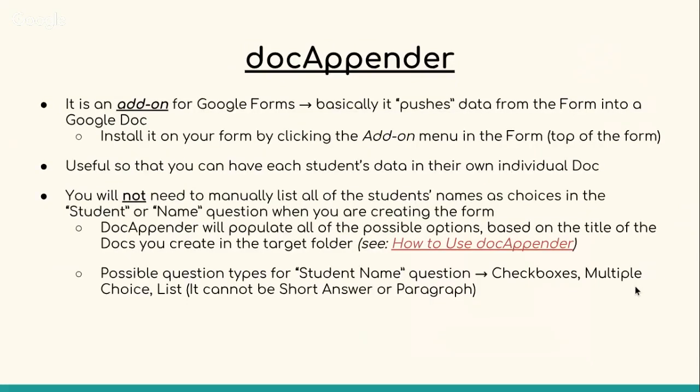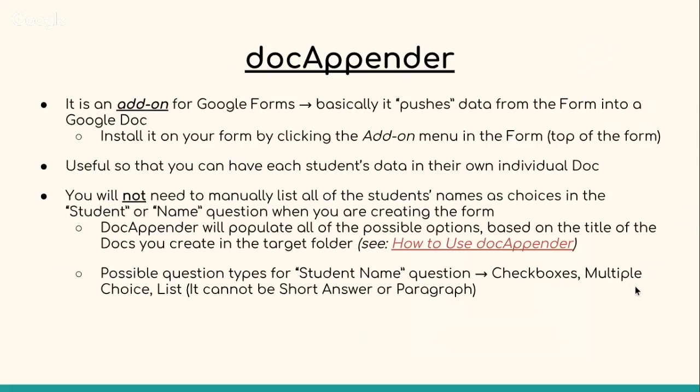So as I mentioned, DocAppender is an add-on for Google Forms, which again, I will get into a little bit more detail later, but it basically pushes data from the form into a specific Google Doc for that child. So it's useful for each child has their own document. And the great thing about it is when you're setting up your form using DocAppender, you don't need to list all of your students' names. Through DocAppender, it will populate all of the possible options of the students you have based on some little work that you do beforehand to set that up. So we'll get into that in a little bit later.